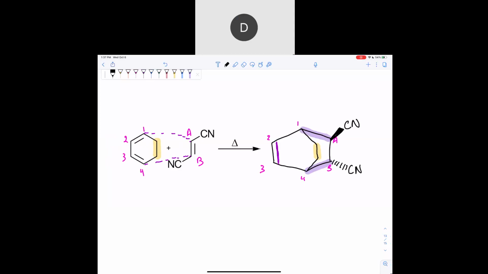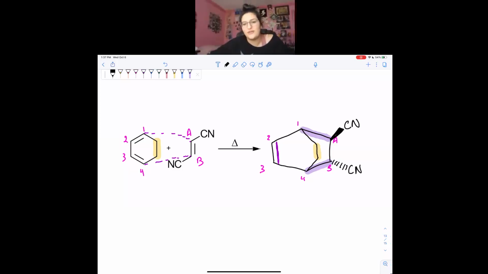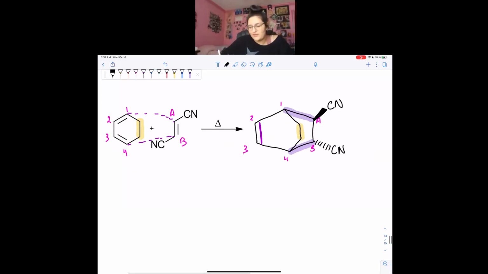Okay. The general answer is no, and that's what people said in the chat too. So the answer is no. If they are trans, you can't say endo or exo because there's one going in either direction. And so what would this look like in 3D? Well, you get this. We have a nice little tabletop up there, and our double bond goes right here.